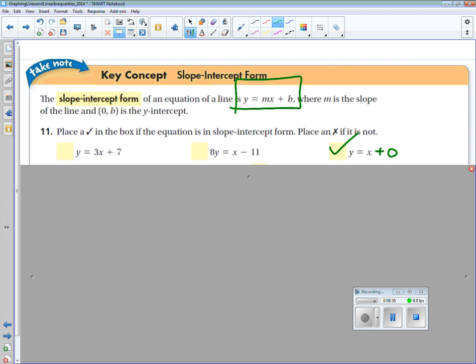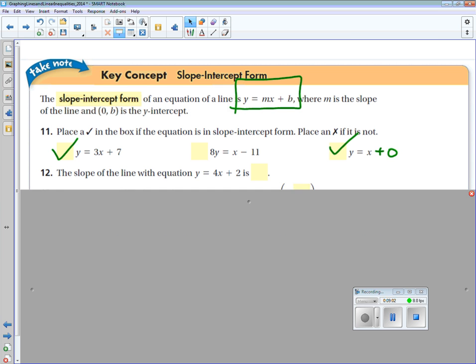How about the other 2? Are either of those in slope-intercept form? The first one is. Good. Why is this one not? Because you have to move the 8 to the other side. And how would I do that? I would divide both of them by 8, because I already subtracted the 11, right? That's where you're getting from. But I divide both of them by 8. Good. So we know what slope-intercept form looks like.